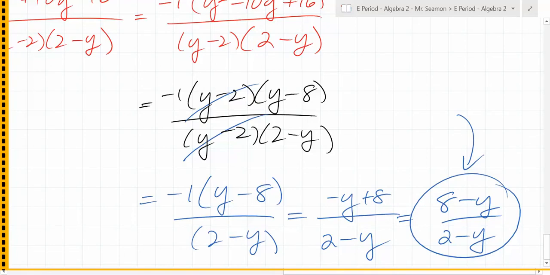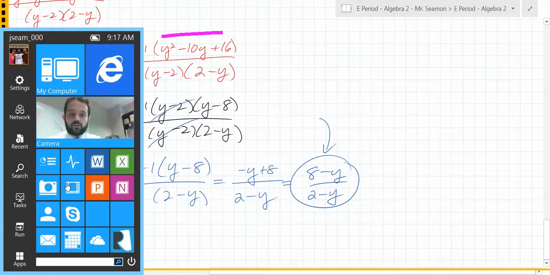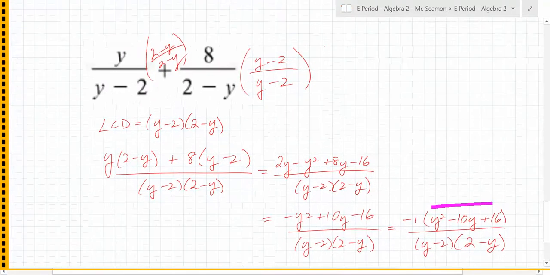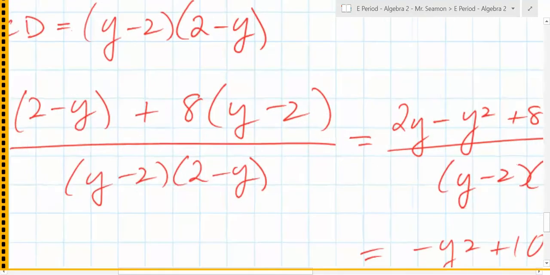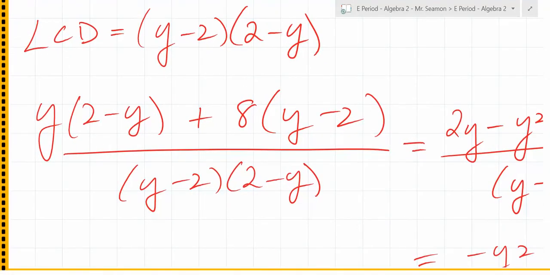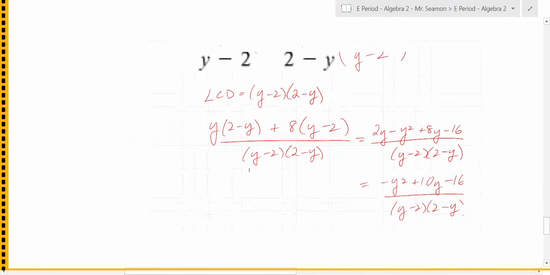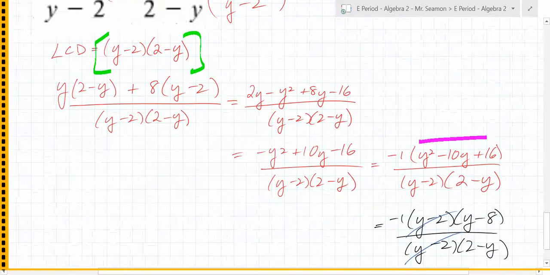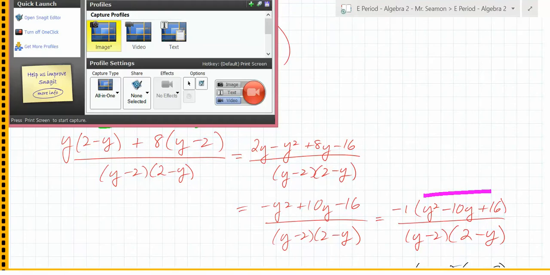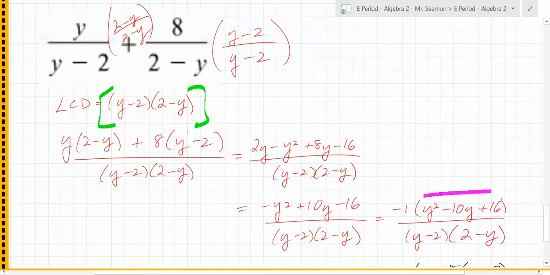Yes, Mark? From the beginning, can we go all the way back? Yep, I sure can. The unsimplified version. Shouldn't the bottom be y minus 2 times 2 minus y? That is what's there, right here. There's your denominator: y minus 2 times 2 minus y. Nope, the least common denominator is right there. The least common denominator is y minus 2 times 2 minus y. So we made it. There it is. Shouldn't you include the y minus 2 times 2 minus y? It is. It's right there.